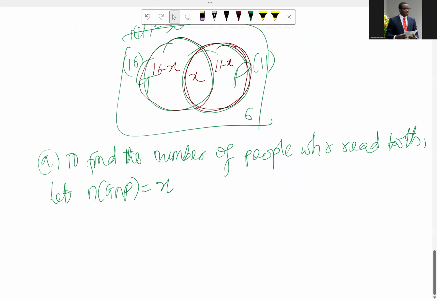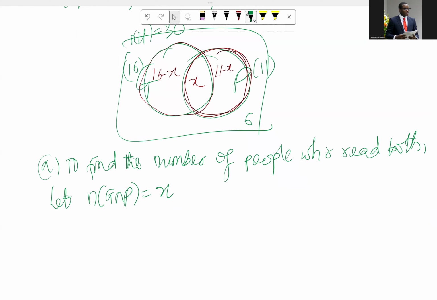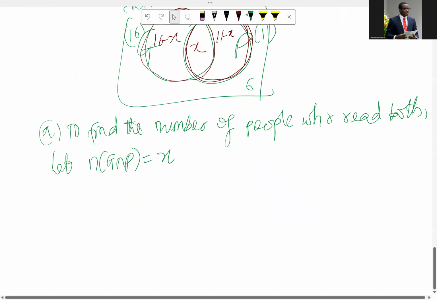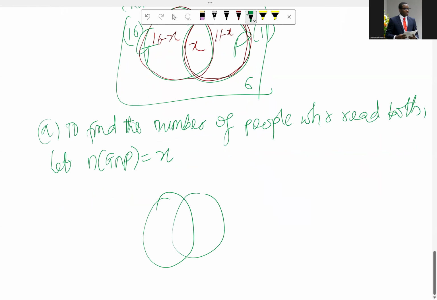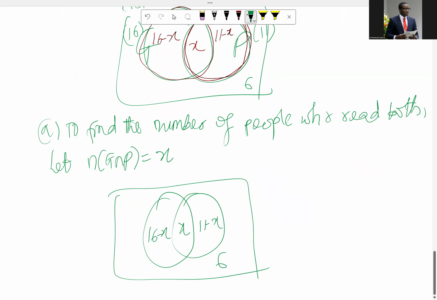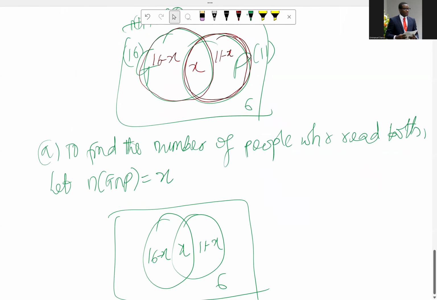So we can now bring down the diagram. We have all this now. This is X. This is 16 minus X. This is 11 minus X. And this is the universal set. And we have 6 here. And the universal set is actually 30. So everybody is 30. That's the cardinality of the universal set.